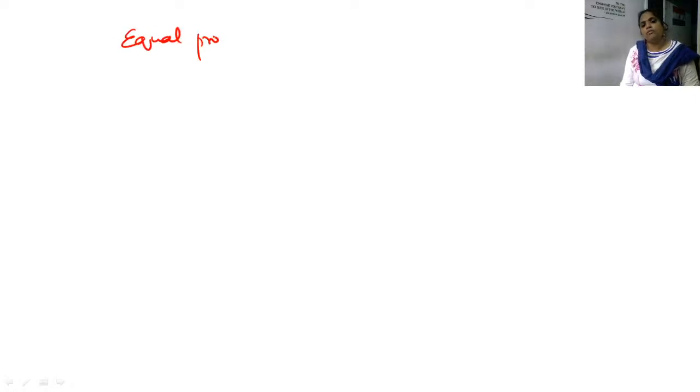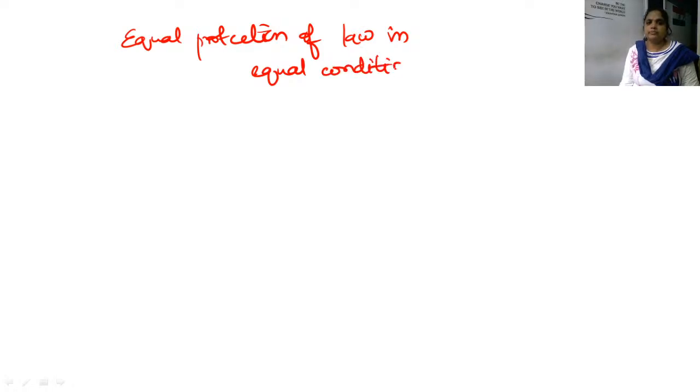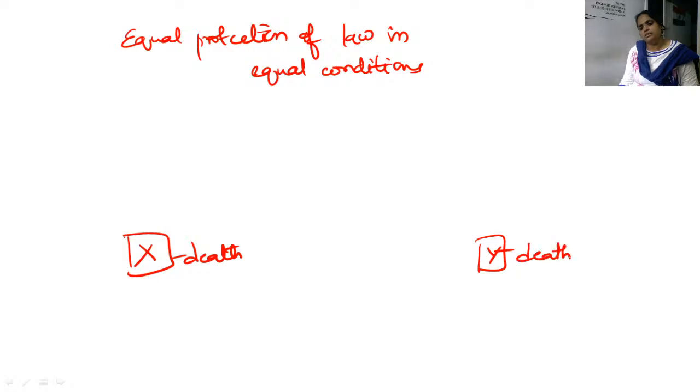Equal protection of law in equal conditions. I want to give an example so that you will understand. Now let's suppose there is a person X. X has died, and Y has also died. X died because there is a lady called A who killed X as part of self-defense.